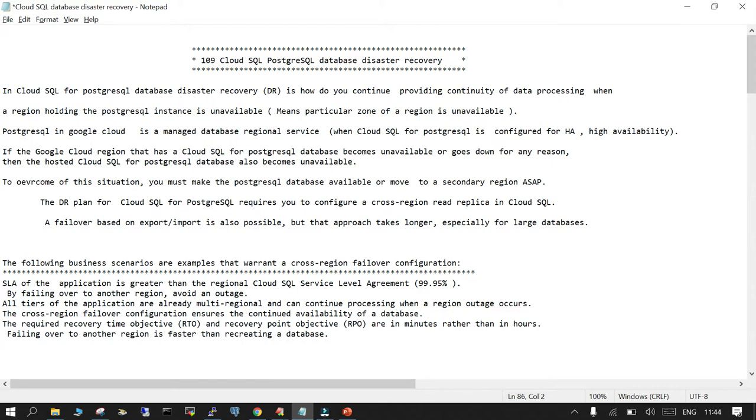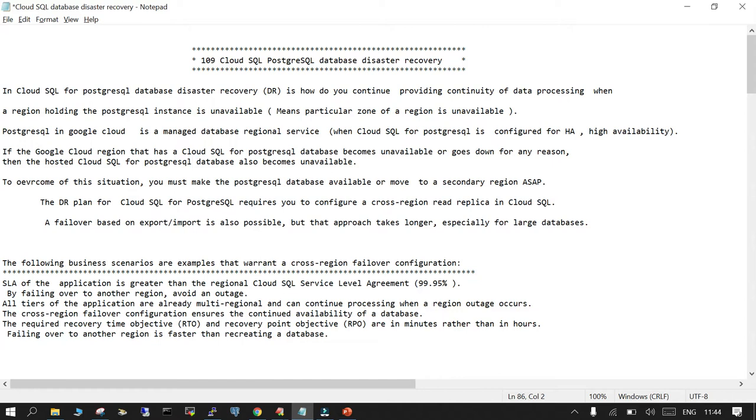There is another option also. If all the tiers of your application are multi-regional, what does that mean? That means their availability is not confined to one region. Even though one of the regions is down where your instance or your services are located, you will continue to work from the other region. So cross-region failover configuration is good to have in a cloud environment.